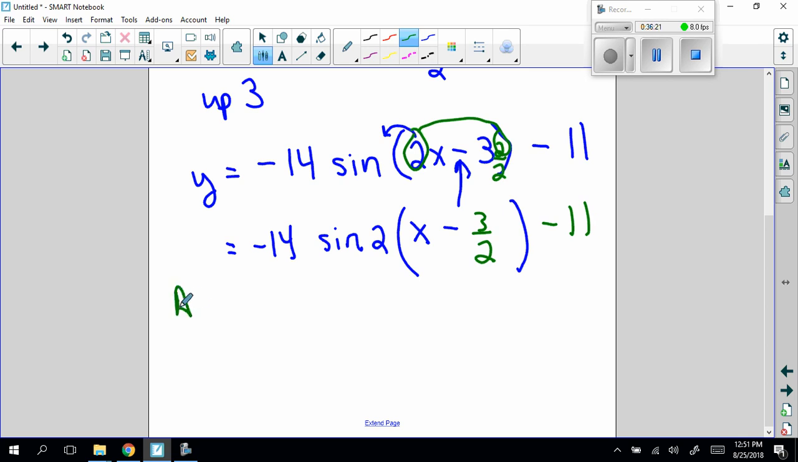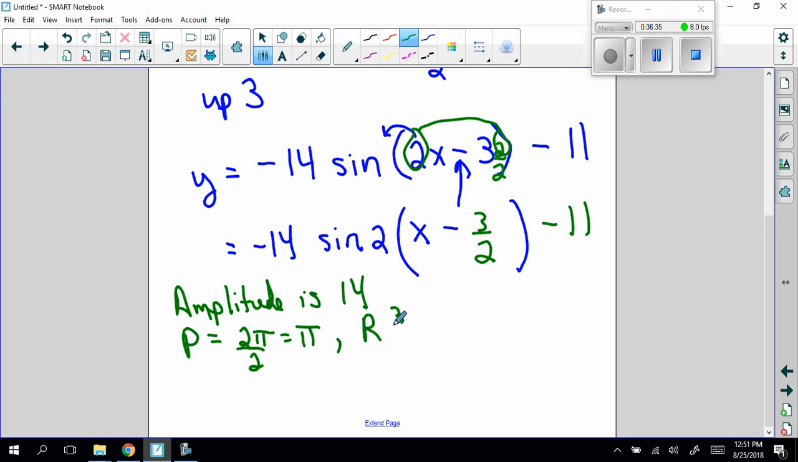So the amplitude is 14. The period is 2 pi over 2, which is pi. We go right 3 halves, which is 1.5, down 11.